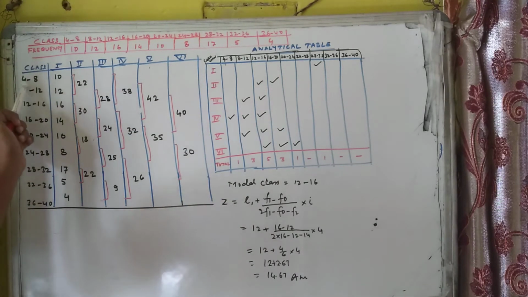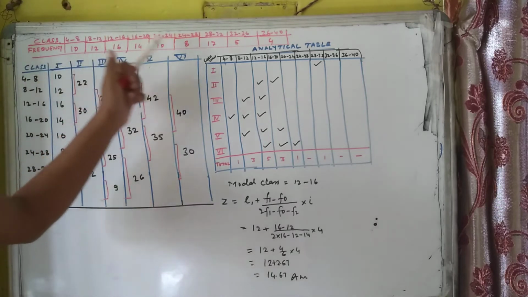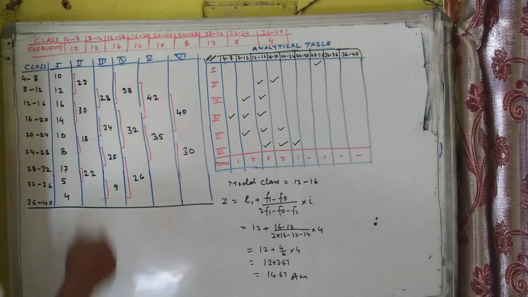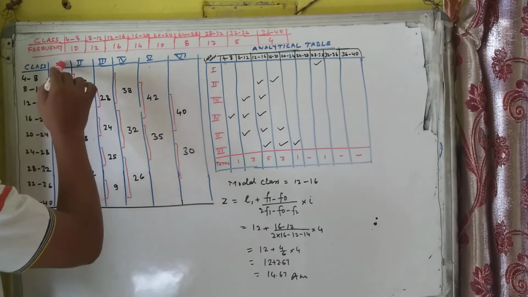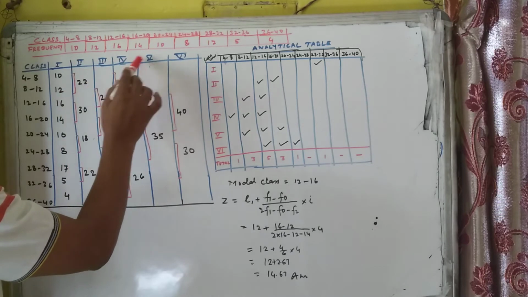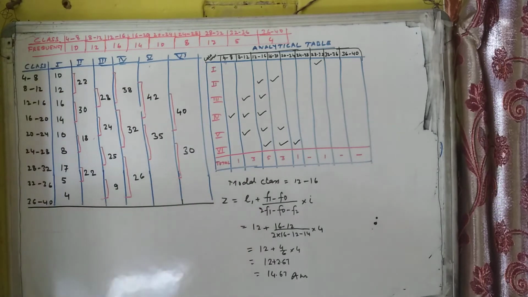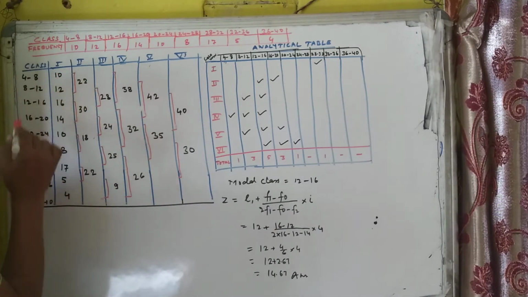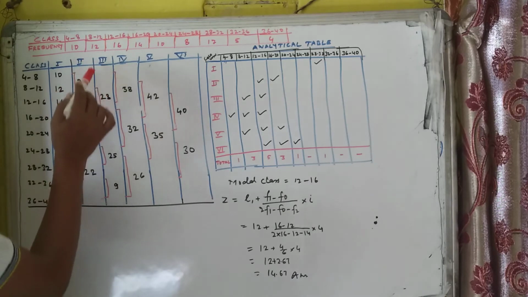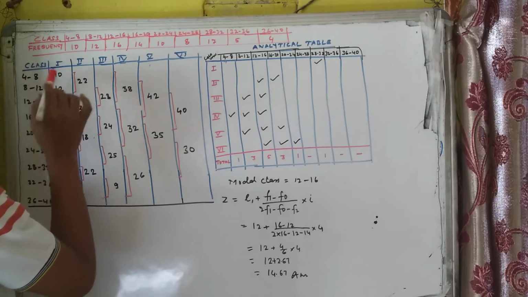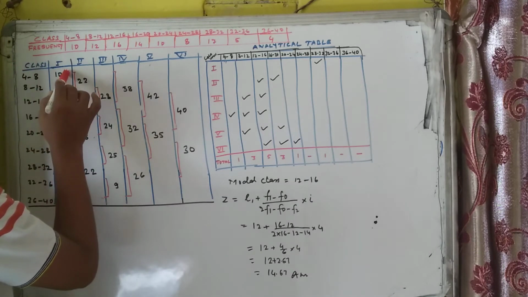In this column are the classes like this: 4-8, 8-12, and the second one is the frequency. Just after this we will also make columns number 2, 3, 4, 5, 6. Now see what the procedure is to solve the question. These two items are given in the question. Now we have to work from this column, grouping the frequencies.